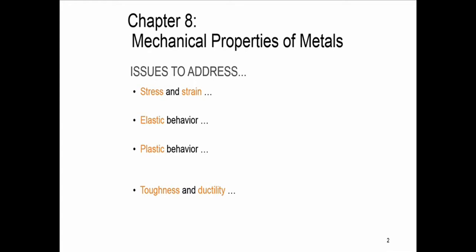We will also talk about plastic behavior and at what point permanent deformation occurs, what materials are most resistant to permanent or plastic deformation, and we also talk about what toughness and ductility are and how we can measure these parameters.